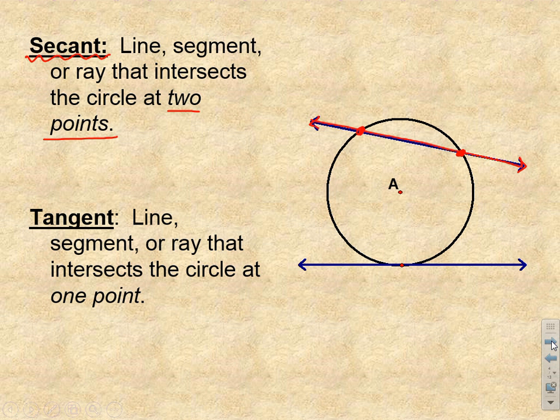Okay, and then a tangent line, which is going to be in green, a tangent line is only going to intersect the circle once. So this is the bottom line. As you can see, it only hits the circle at 1 point. Okay, so make sure you know the difference between what a tangent line is and what a secant line is, and you're able to draw that. I'm going to give you an example, okay?